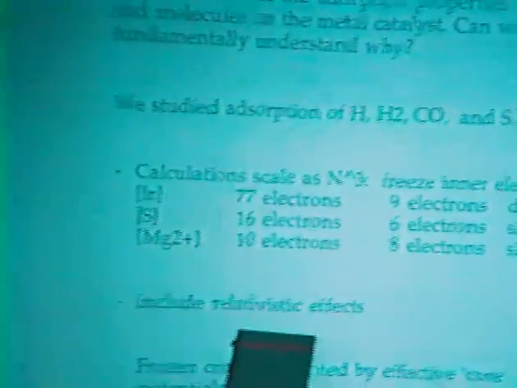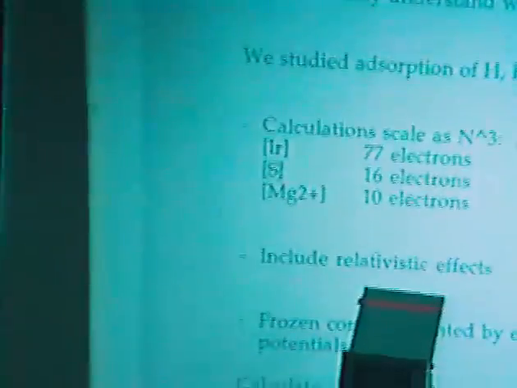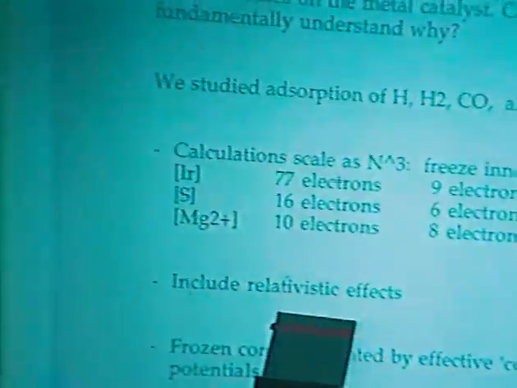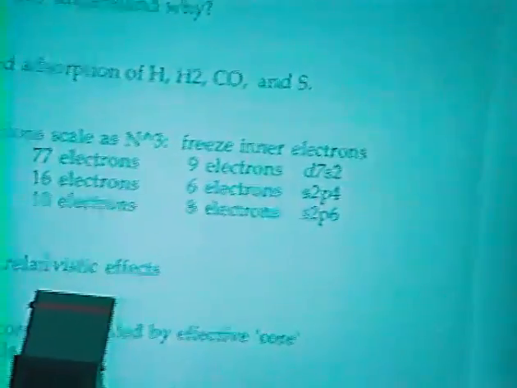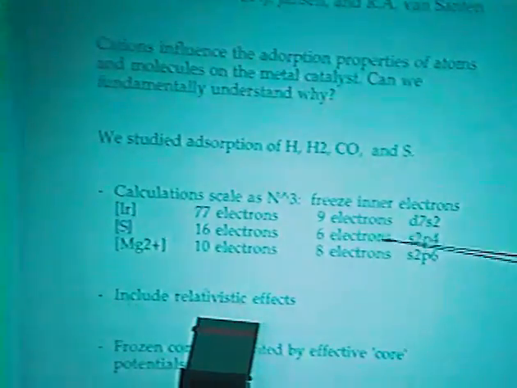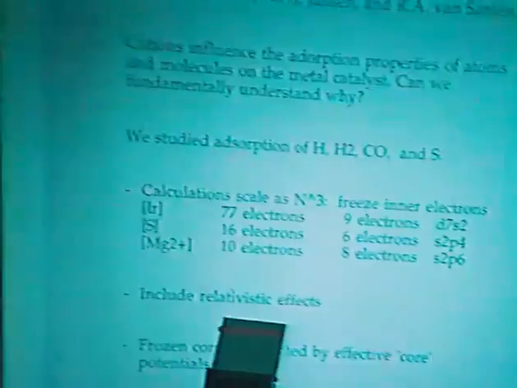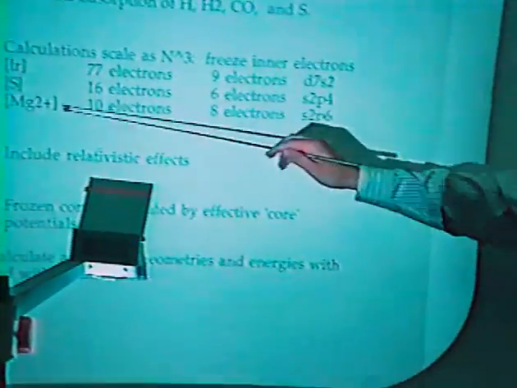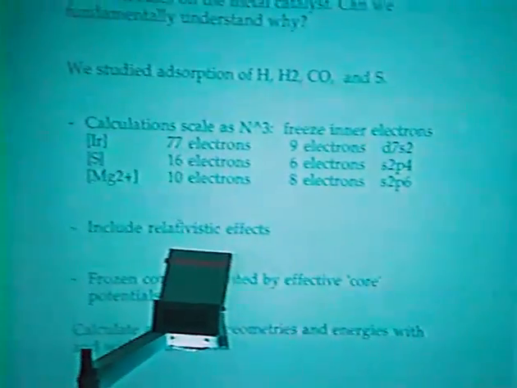Okay, well, I won't tell too much about the details. You solve the equations for in principle all your electrons, but the inner electrons are not important, it's the core, so you don't want to treat them variationally. You really want to freeze them. So effectively, for iridium, you take only 9 electrons. Iridium is a transition metal, so we have 7d electrons, 2s electrons, and that makes it complicated. 9 electrons is quite a lot, just for an atom. Sulfur is 6 electrons, and the magnesium ion is 8 electrons.